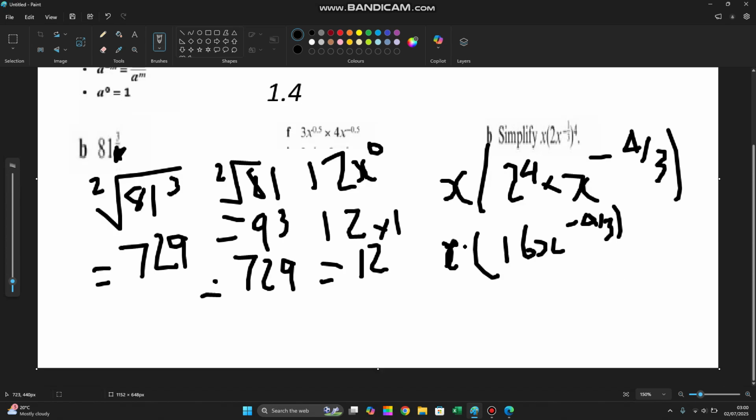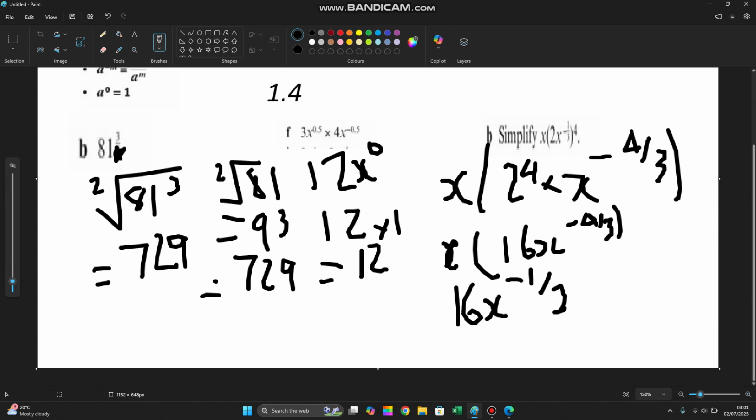Okay, now we can deal with this x. So we have an x, and then we have another x to the minus 4 thirds, so we use our rule from 1.1. If we have the same base and we multiply them together, the powers add. This x is the same as x to the 1. So if we multiply together, we get 16x to the 1 add minus 4 thirds. We get minus 1 over 3. Now we're almost done. That was quite a lot.